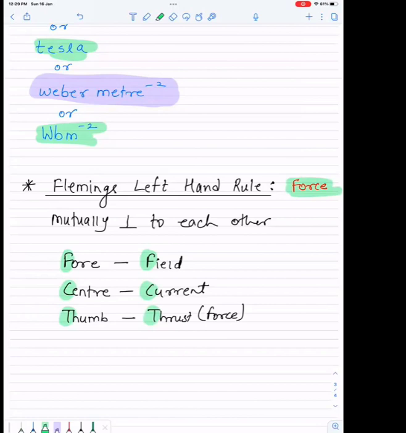So I'll repeat once again what the rule says. They say that if you stretch your forefinger, center finger and thumb of your left hand such that they are mutually perpendicular to each other, and now if your forefinger is in the direction of the magnetic field, if your center finger is in the direction of the current, say current is going down, then look at the position of the thumb, it is going from left to right. So the force is in this direction, like the conductor will move this way. Clear everyone?